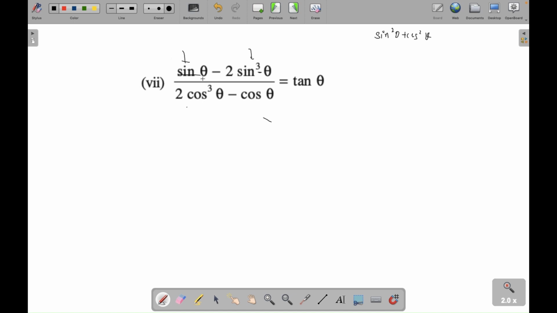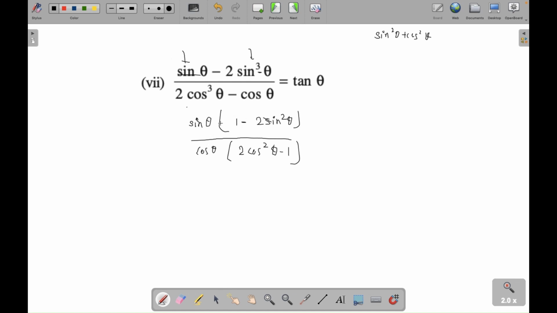So if I take sine theta common, I'll get a term like sine square theta. So I'll just take sine theta as common. So this will be 1 minus 2 sine square theta. In the denominator, I'll take cos theta as common because it is the same form. Cos cube theta minus cos theta, so I'll just take cos theta common, and then 2 cos square theta minus 1. Now see, this already becomes tan theta.